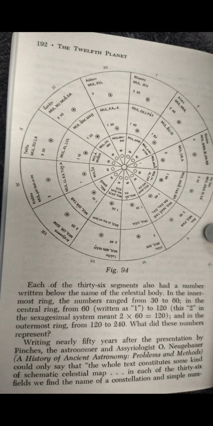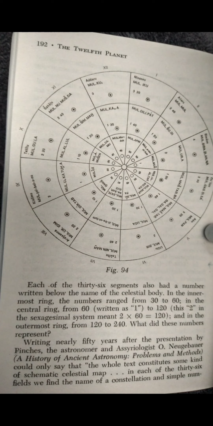Each of the 36 segments also had a number written below the name of the celestial body. In the innermost ring, the numbers ranged from 30 to 60. In the central ring, from 60, written as 1, to 120. This 2 in the sexagesimal system meant 2 times 60 equals 120. And in the outermost ring, from 120 to 240. What did these numbers represent?